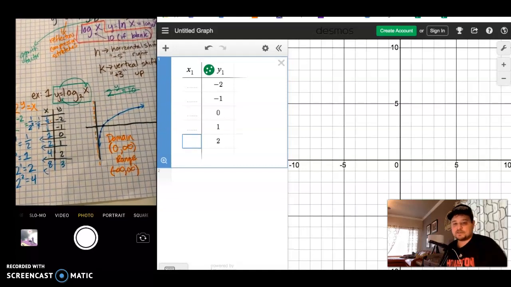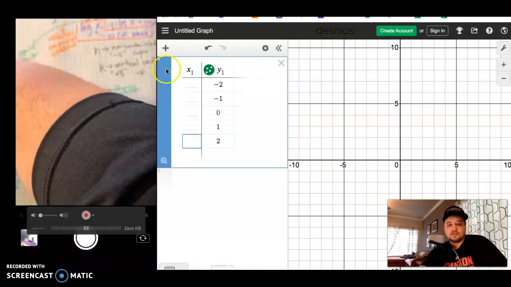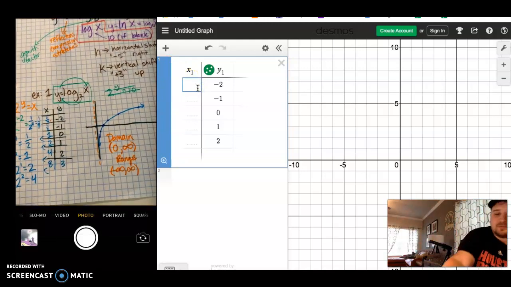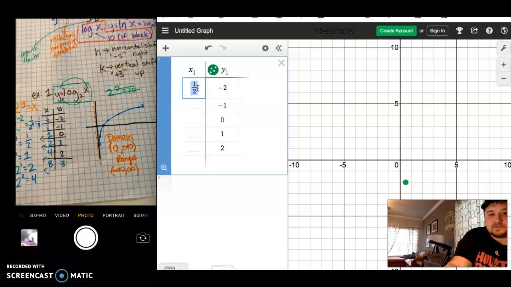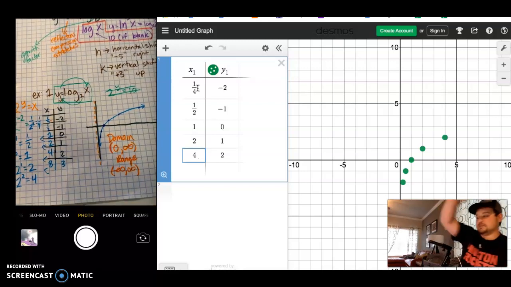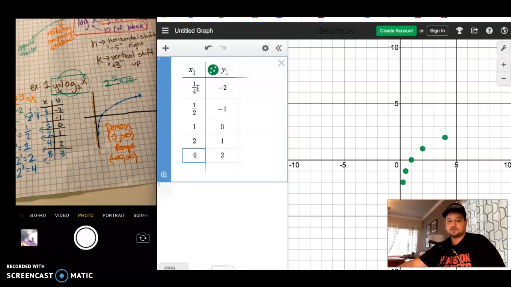I guess I didn't type these into Desmos, so I can do that really quick. So let's go ahead and type in our results here to Desmos. So we had 1/4, 1/2, and then we had 1 and 2 and 4. And so again, we can see our function starting to grow here.